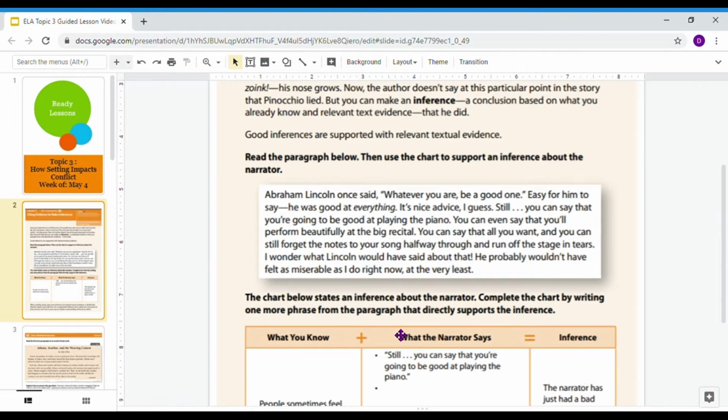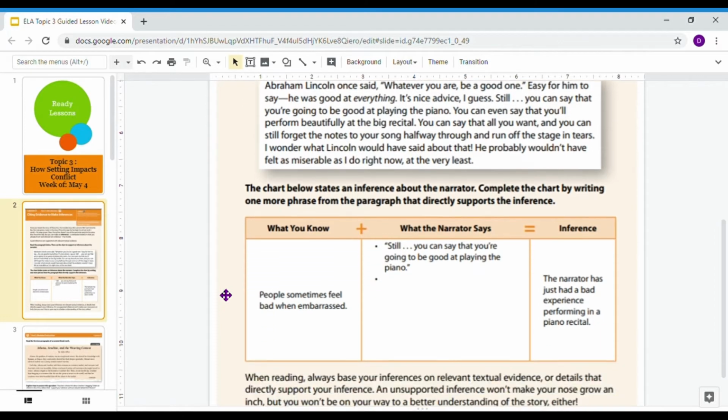Abraham Lincoln once said, whatever you are, be a good one. Easy for him to say. He was good at everything. It's nice advice, I guess. Still, you can say that you're going to be good at playing the piano. You can even say that you'll perform beautifully at the big recital. You can say that all you want. And you can still forget the notes to your song halfway through and run off the stage in tears. I wonder what Lincoln would have said about that. He probably wouldn't have felt as miserable as I do right now, at the very least.